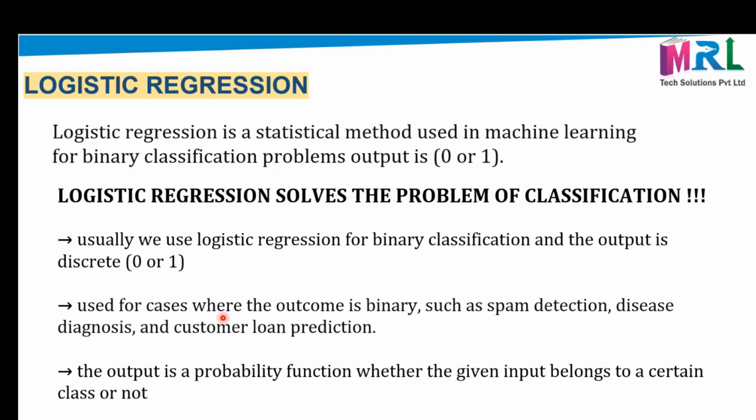It is used in cases like spam detection. Spam detection means either the mail is spam or it is not spam. In those cases, classification of emails, disease diagnosis, like I told, and customer loan prediction. The output is a probability function. In linear regression, the output is not a probability function; it is a linear function. But here, the output is a probability function. Based on the probability, you will classify it as either 0 or 1.